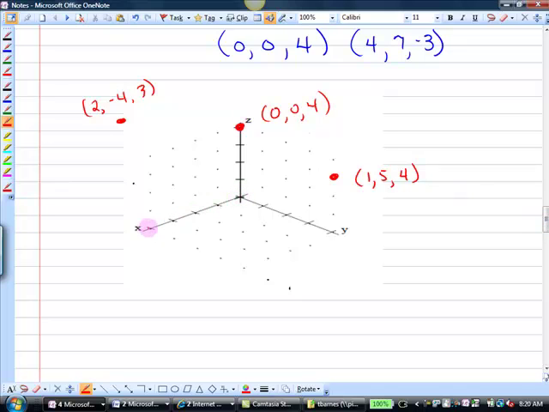1, 2, 3, 4, and then 7 on the Y. 1, 2, 3, 4, 5, 6, 7. Make that a black dot. And then down 3, 1, somewhere down around here. Is that what yours looks like? That would be 4, 7, negative 3. Okay.